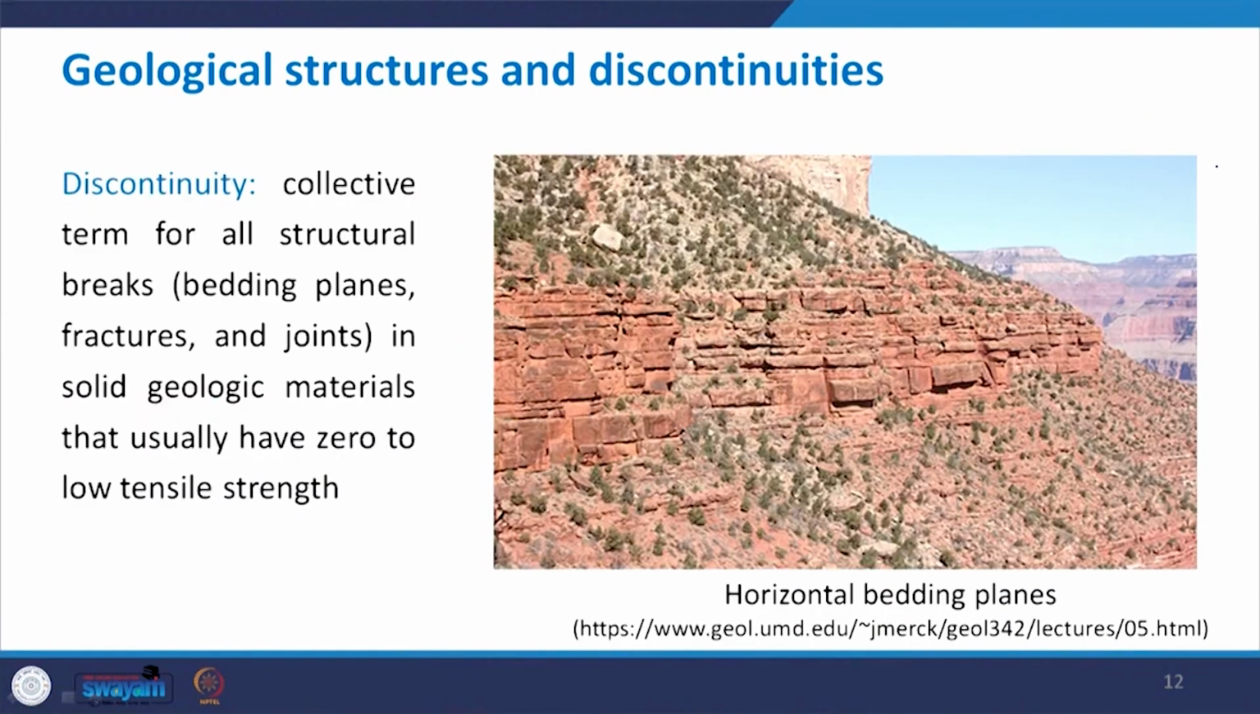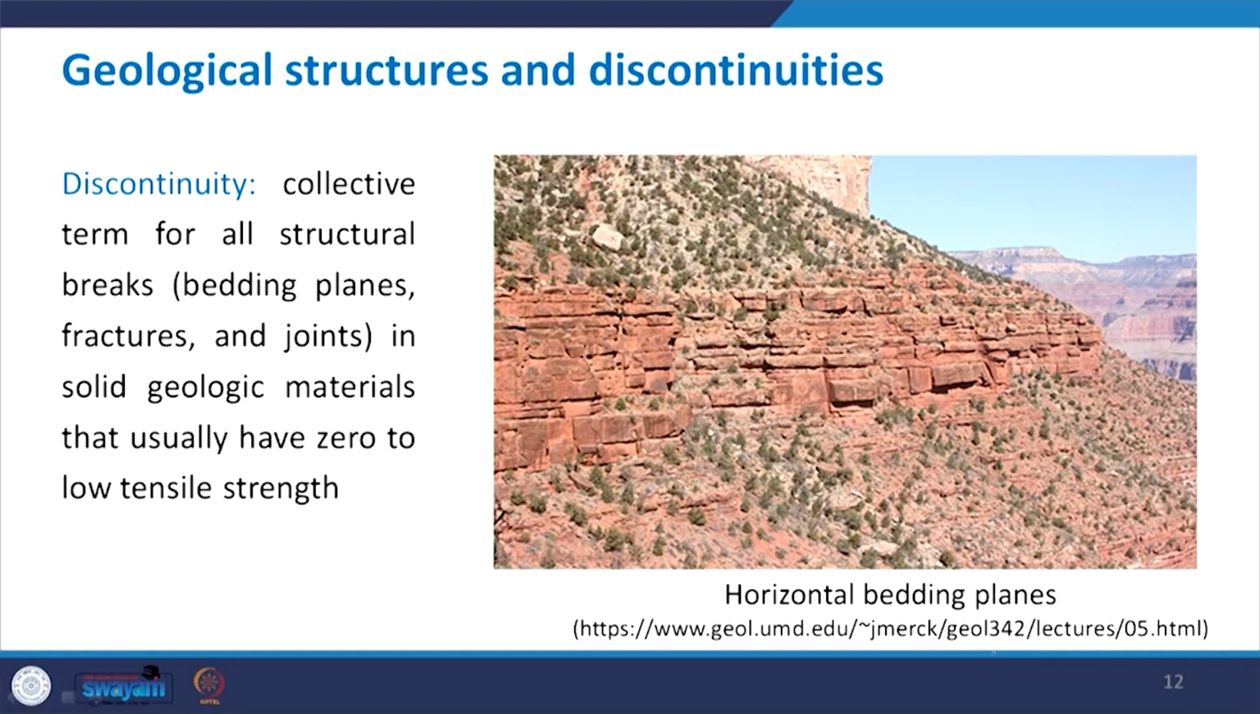Coming to the next geological structure, which is the discontinuity. This term discontinuity is a collective term for all structural breaks. Now these structural breaks include bedding planes, fractures and joints, in solid geological materials that usually have zero to very low tensile strength.